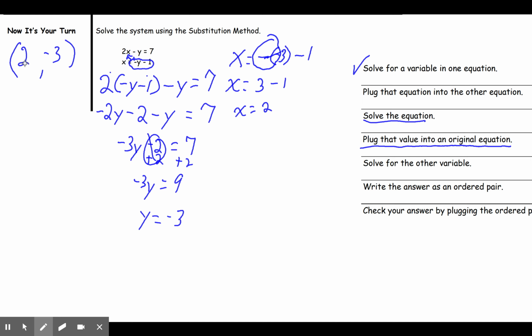All right, so you've solved for the variable. Write the answer as an ordered pair. I already have that over there. Now check your answer by plugging in the ordered pair. I want you to go ahead and pause and try to check your own answer here.